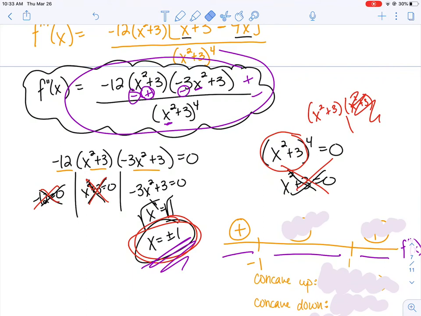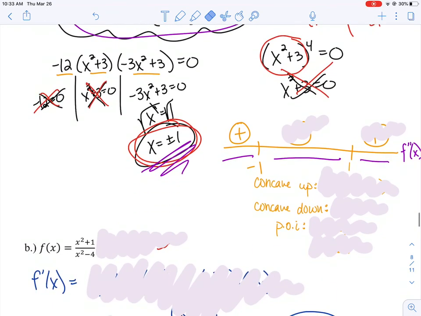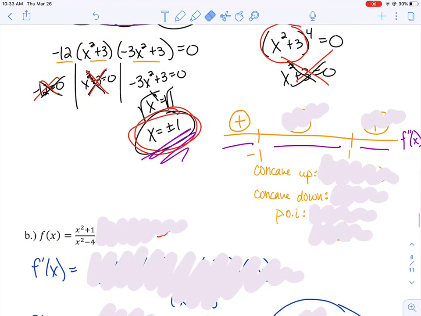Do the same thing with the other intervals. Plug in your numbers into your second derivative and see if your answer turns out to be positive or negative so we can figure out our concavity. So pause the video, practice those last two intervals, and let's see if you get the same answer as me.